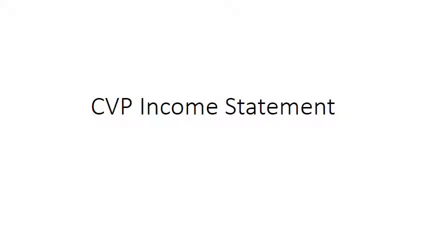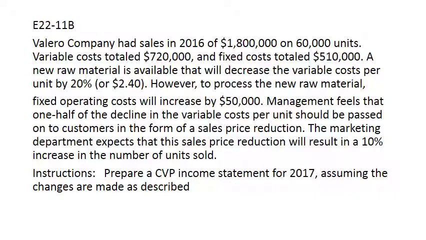This recording is about the cost, volume, profit, income statement for Chapter 22. So Valero Company has sales in 2016 of $1.8 million on 60,000 units, and the variable costs are $720,000. Fixed costs are $510,000. And we're going to go ahead and put that into a cost, volume, profit, income statement, given that information.